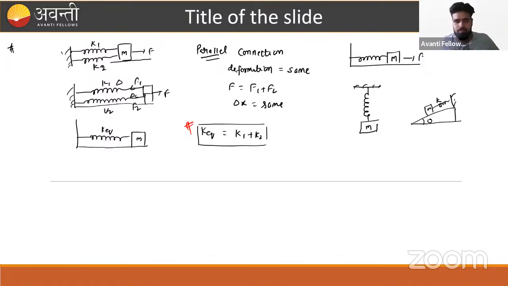All the JNV students who have joined in this session, I would like to request that all the concepts should be crystal clear, whatever I delivered here.